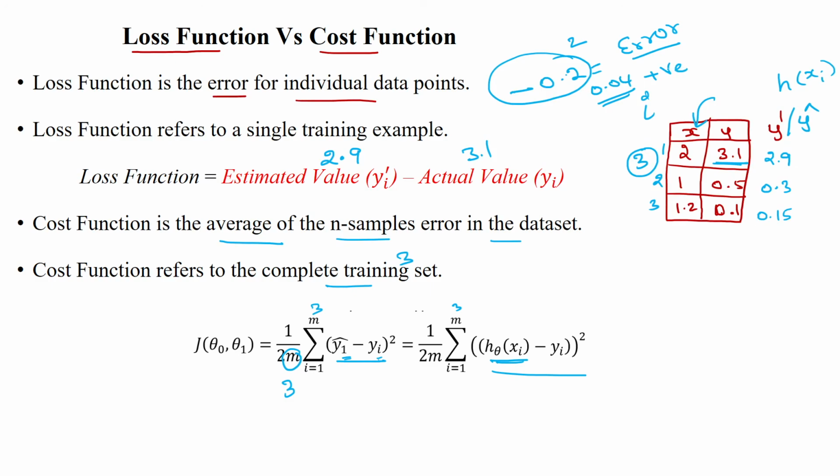So error should always be represented as a positive value. That's why we square it, using the least square method formula. The least square method is here: we apply actual value minus predicted value, whole square. You can write it like this also: predicted value minus actual value, whole square. Both are similar. So when you square, the negative value becomes a positive value.